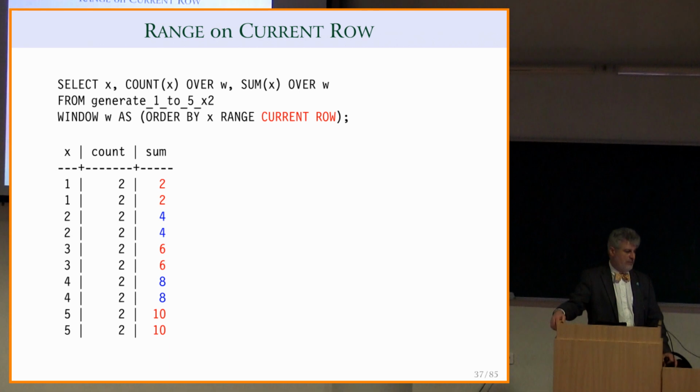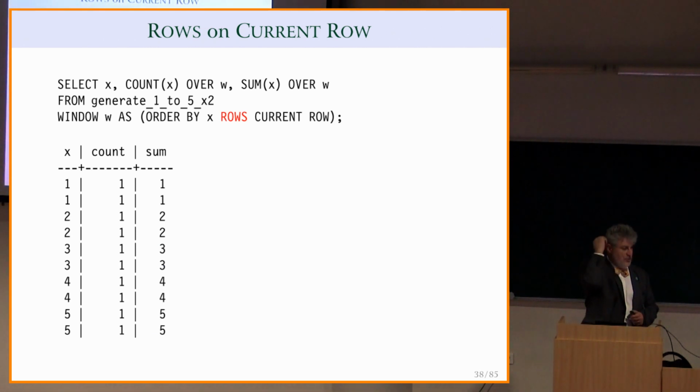So this is 2, 2, 4, because it's 2 plus 2, 6, because it's 3 plus 3, 8 plus 8, 4 plus 4, and 5 plus 5, all the way down. Okay? If I switch to rows mode, I get a completely different output. Again, in rows mode, current row means current row to current row, so therefore you're getting just the numbers. Each row only sees one row, and the sum is just itself. Very, very trivial.